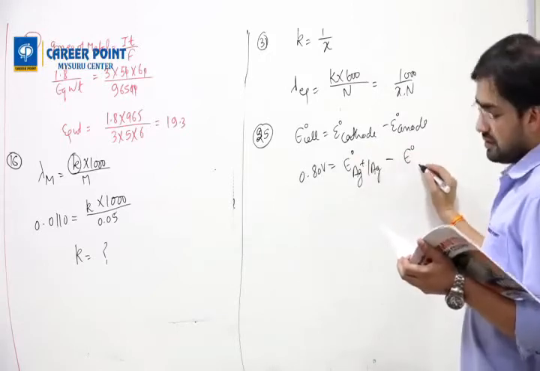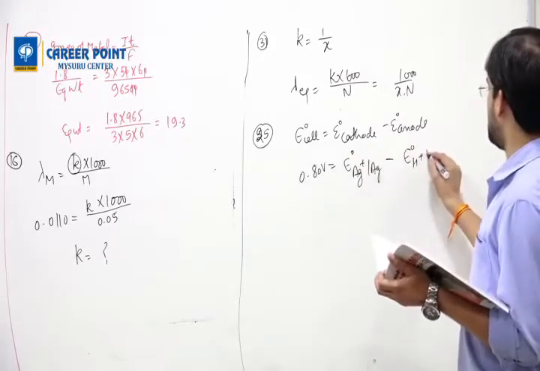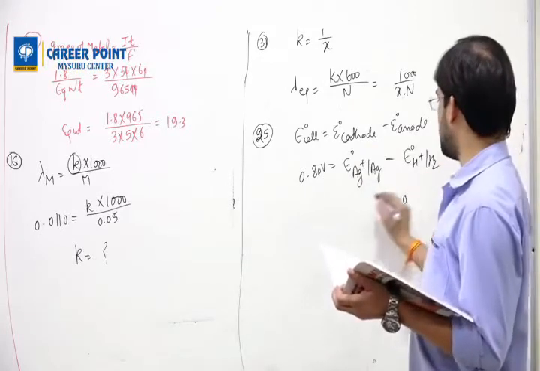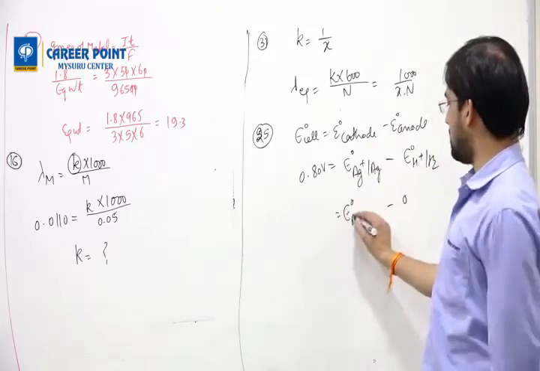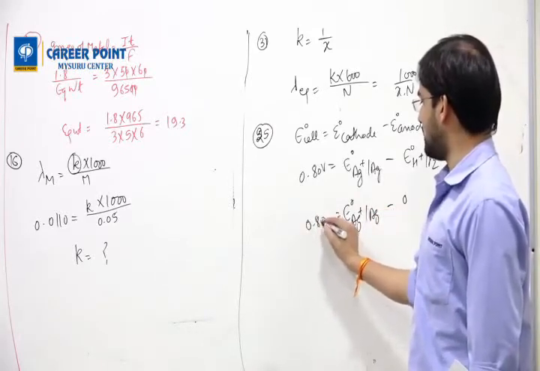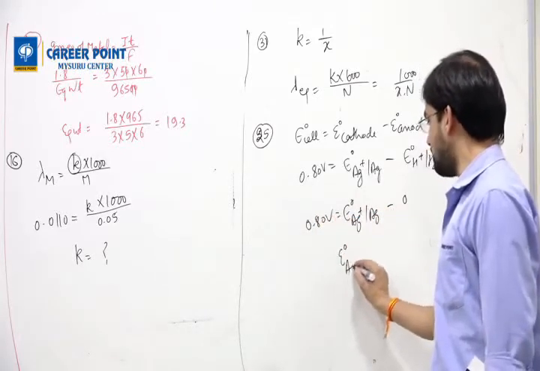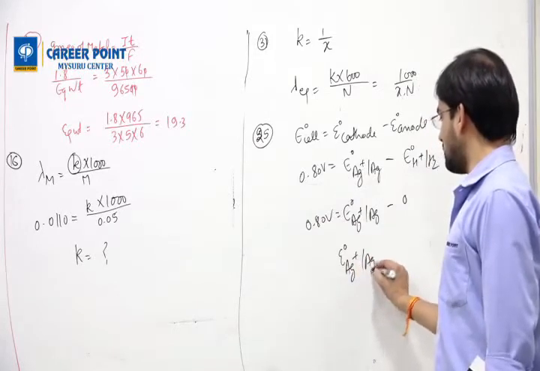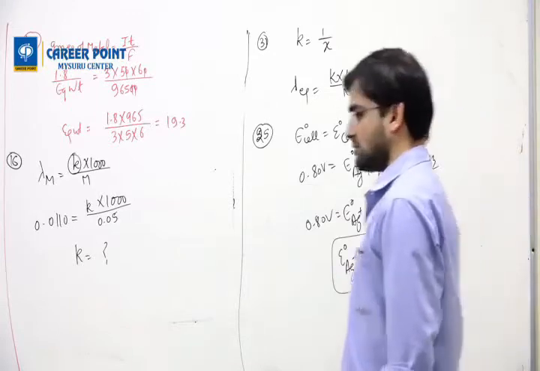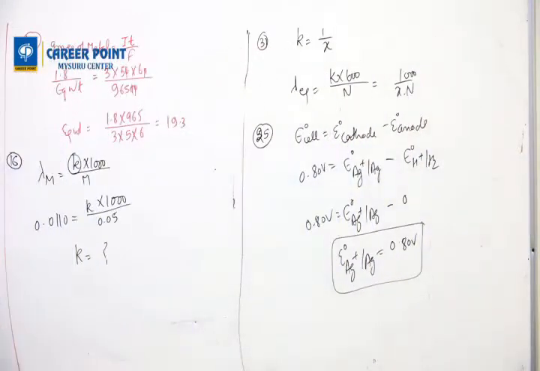What is undergoing oxidation? Hydrogen, so H plus to H2. Now this is always 0. Hydrogen we take as 0. So E naught of Ag plus to Ag equals 0.80 volts. So E naught of Ag plus converting into Ag is 0.80 volt. All done in electrochemistry.